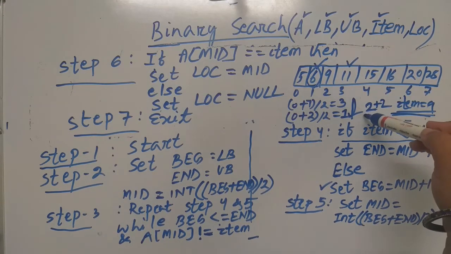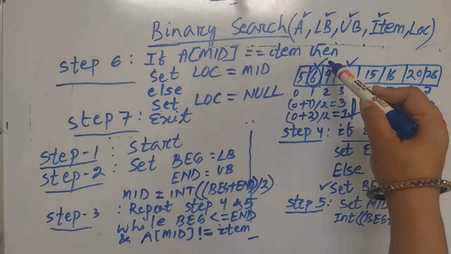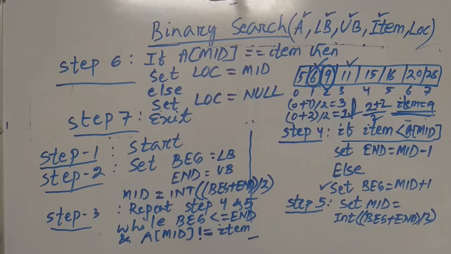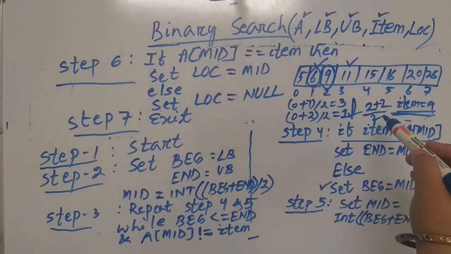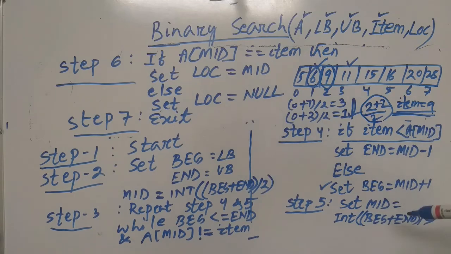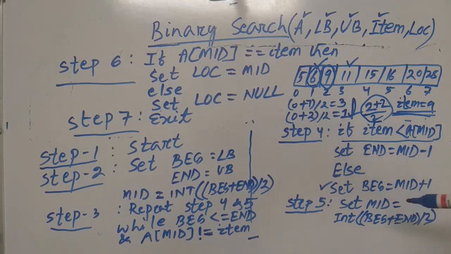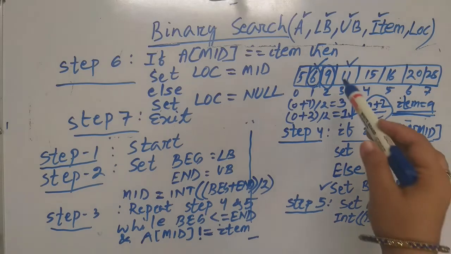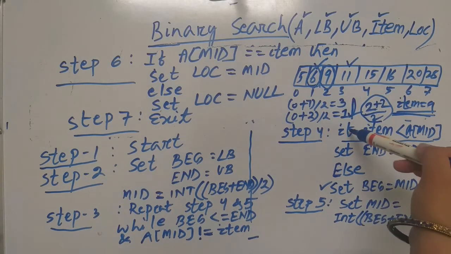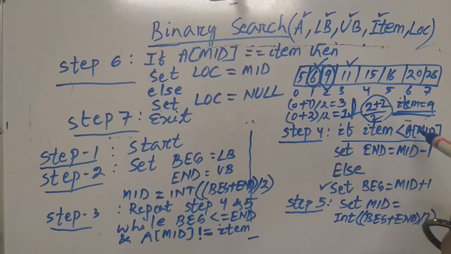So 2 plus 2 divided by 2, what is the value? This is the second position. So now the mid position is the second position, and we know that the item is present in the second position. So our search is successful. How do we know that our search is successful? Here, set mid equal to begin plus end divided by 2, which means we get the item at the second position. And the item is not less than a mid, so the item is exactly the element at that position.